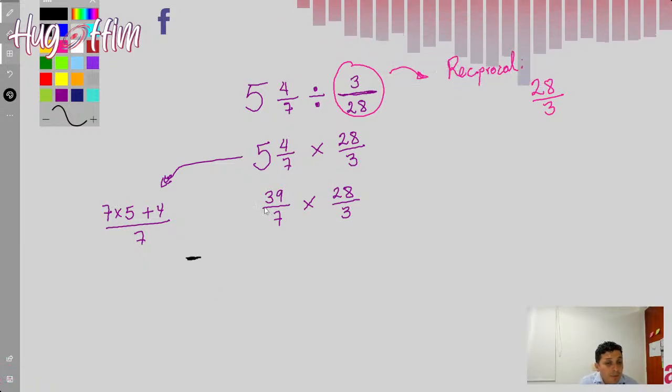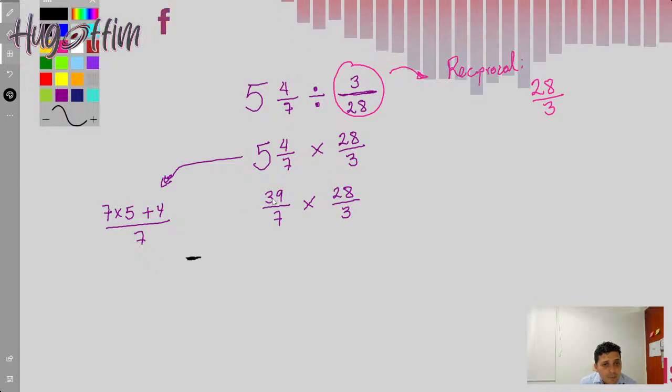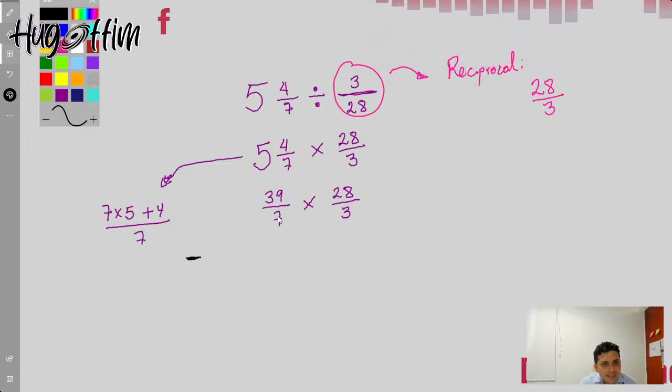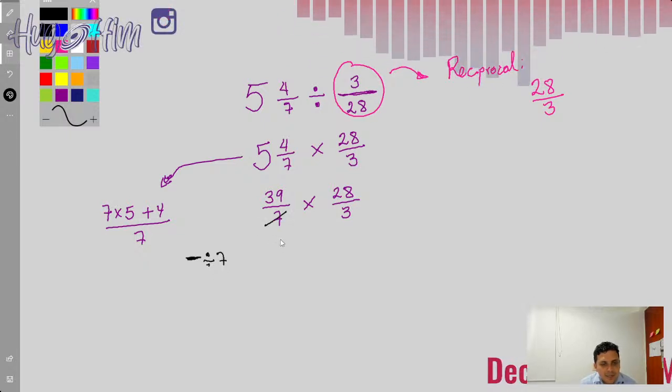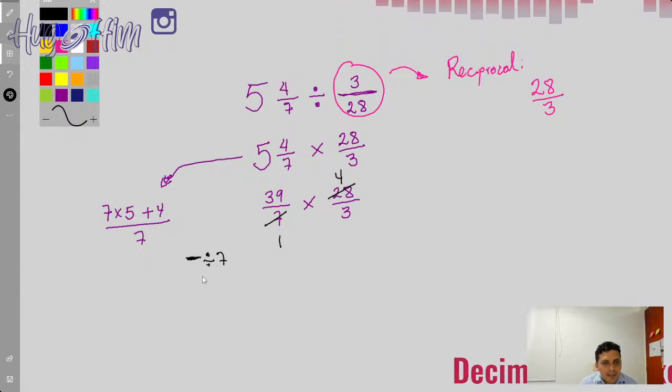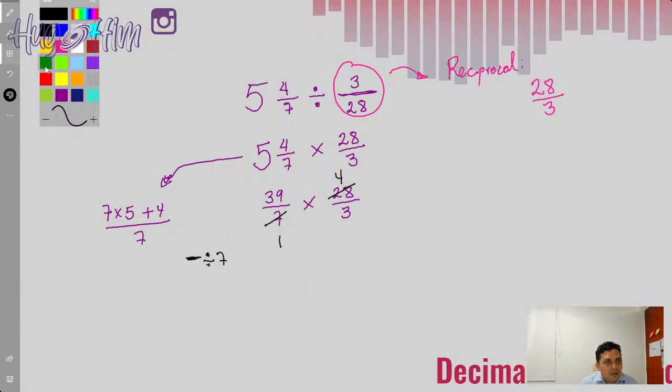Now I'm going to divide by common factors. So for example, a common factor that is feasible to find is that 28 is divisible by 7, right? 28 is a multiple of 7, so I'm going to divide by 7. 7 divided by 7 is 1, 28 divided by 7 is 4. Now I'm going to try to find another common factor.